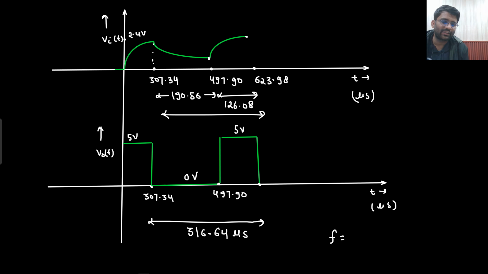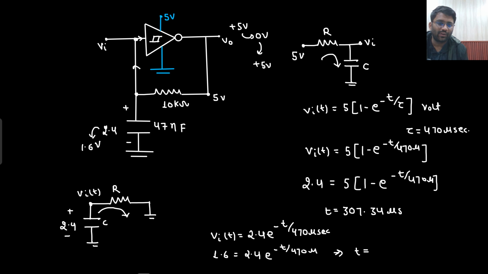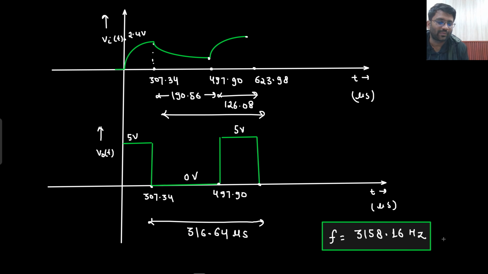What will be the frequency of oscillation? In the question, they are asking for the frequency of oscillation in hertz. So what you need to do is take the reciprocal and then multiply with 10 to the power 6. So what I am getting is 3158.16 hertz. So that's the answer. That's the way of solving this particular question.